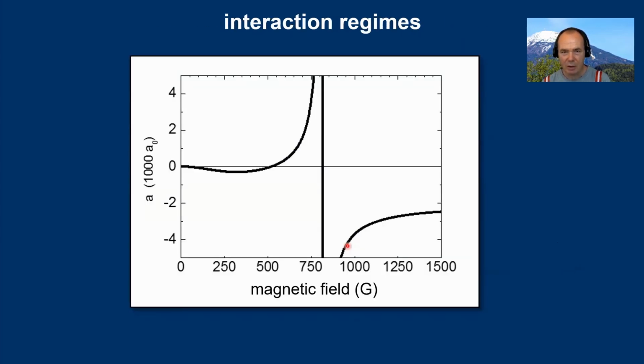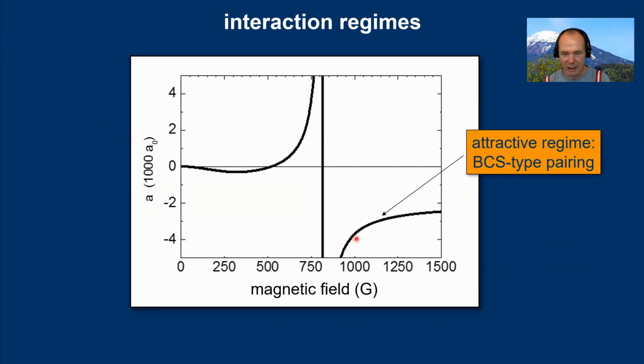And this leads to several interesting applications. Let me look at this resonance again. This is the lithium-6 resonance for illustrative purposes. What are the different interaction regimes? If we are here on the right-hand side, with large negative scattering length, we have the attractive interaction, and this is a regime where pairing can happen similar to the BCS regime. So the BCS regime kind of works to a good approximation in this regime.